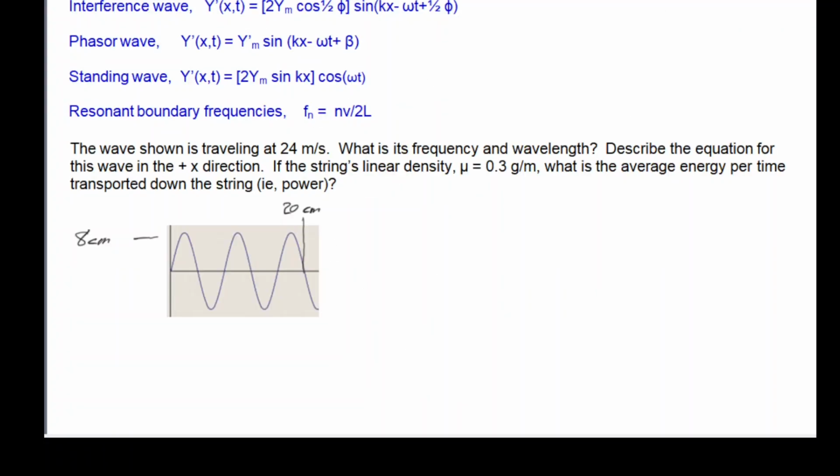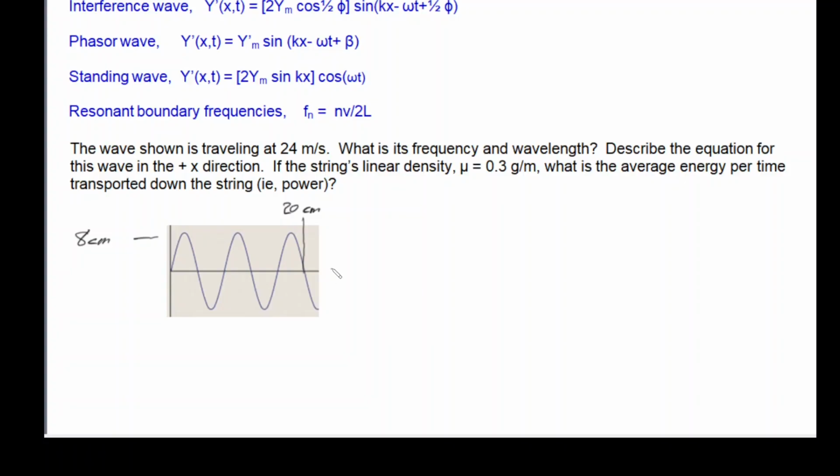This next problem states, the wave shown is traveling at 24 meters per second. What is its frequency and wavelength? Describe the equation for this wave in the plus x direction. If the string's linear density is equal to 0.3 grams per meter, what is the average energy per time transported down the string? In other words, power.